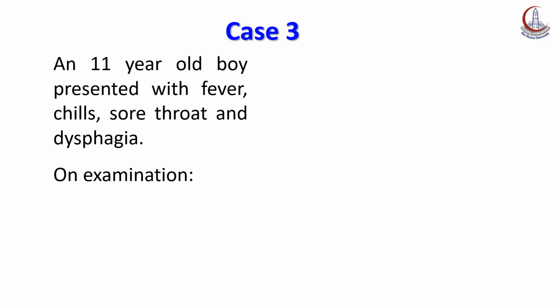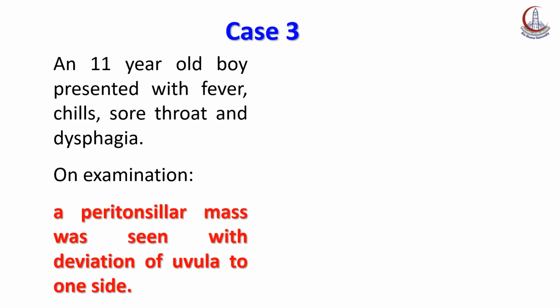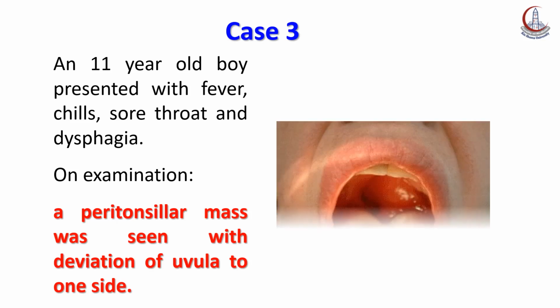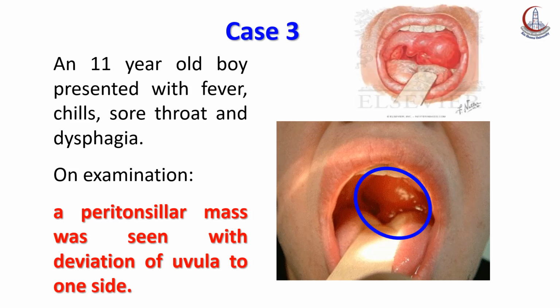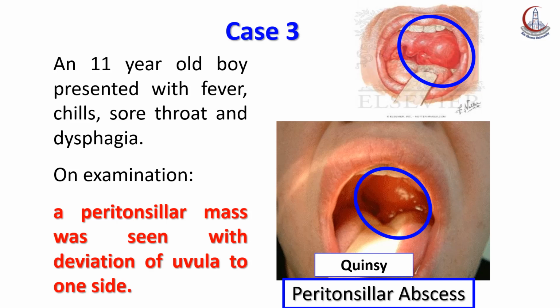Case 3, an 11-year-old boy presented with fever, chills, sore throat, and dysphagia. On examination, a peritonsillar mass was seen with deviation of the uvula to one side. Here is the mass with deviation of the tonsil to one side. This picture showed a peritonsillar mass or abscess. We call it quinsy or peritonsillar abscess. This is a complication of acute tonsillitis.